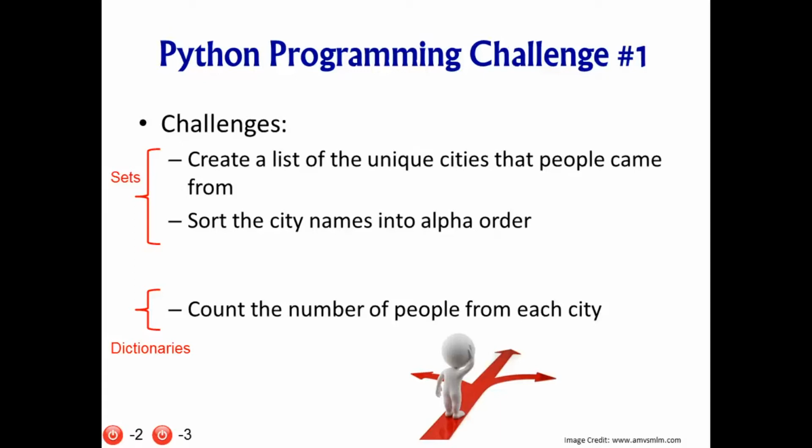But now that you're smarter and brighter than when you did homework number 3, maybe we could do a better job of that, right? There's no question that it works, so we're not going to tell you otherwise. We're just saying that we think you can do it better. So what did you actually have to do in this part of the homework? Well, right off the bat, create a list of unique cities that people came from, and sort the city names into alpha order.